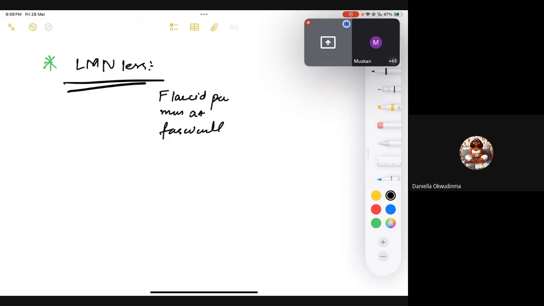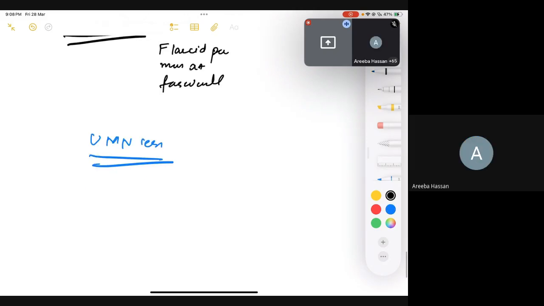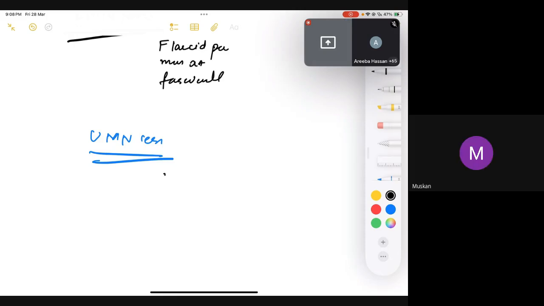Will the Babinski sign be positive or negative? Negative. Perfect, because the Babinski sign is basically related to your upper motor neuron lesion. Okay, so let's discuss our upper motor neuron lesions. In an upper motor neuron lesion, will we have spastic paralysis or flaccid paralysis? Spastic.